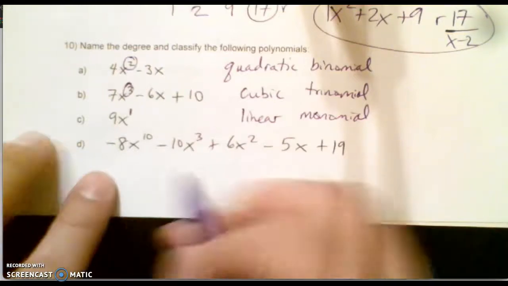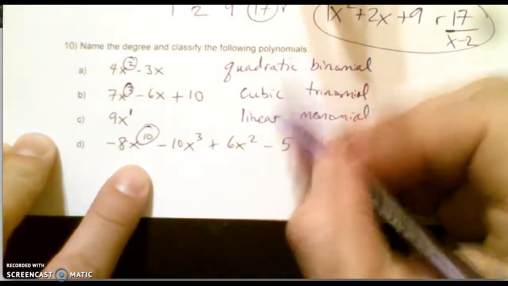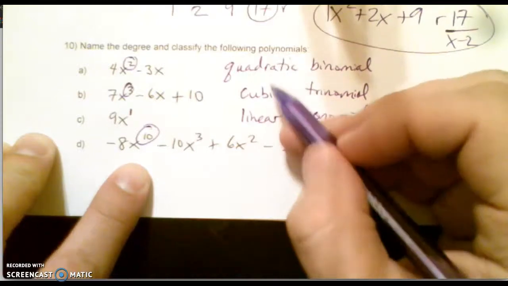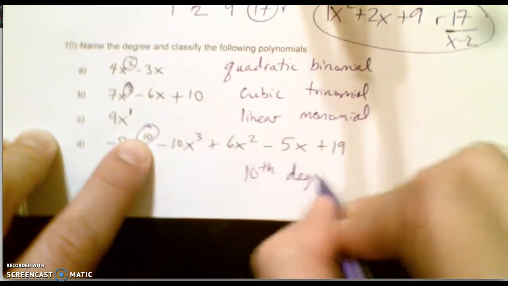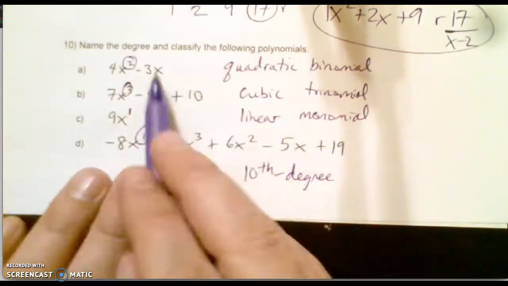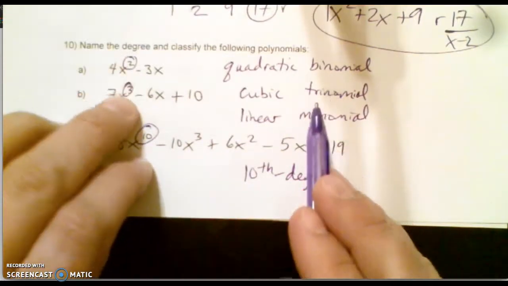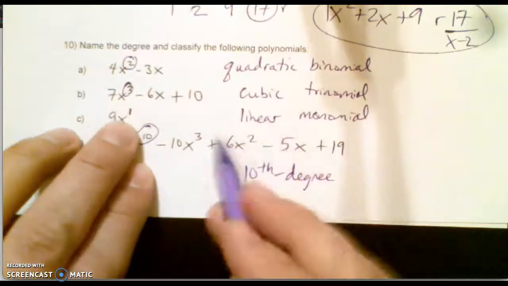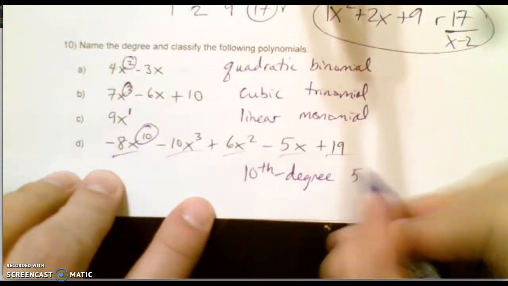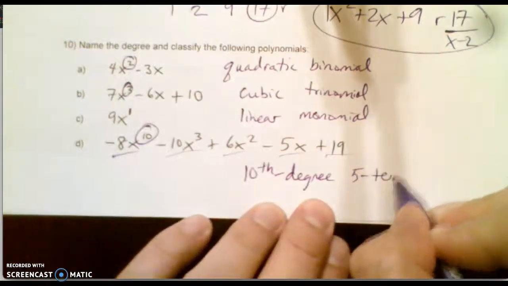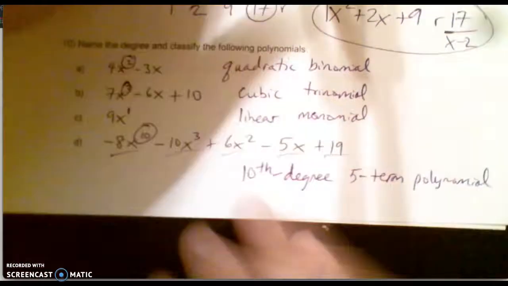And then lastly, if you see the highest power is 10, that's higher than any special name, right? You're supposed to know these 3 special names. Anything higher than them, you just say a 10th degree, and I have a special name for single term, that's monomial, double terms, binomial, triple terms, trinomial. After that, we don't give it a special name. We say there's 1, 2, 3, 4, 5. A 10th degree, 5-term polynomial. That's the fancy name for it.